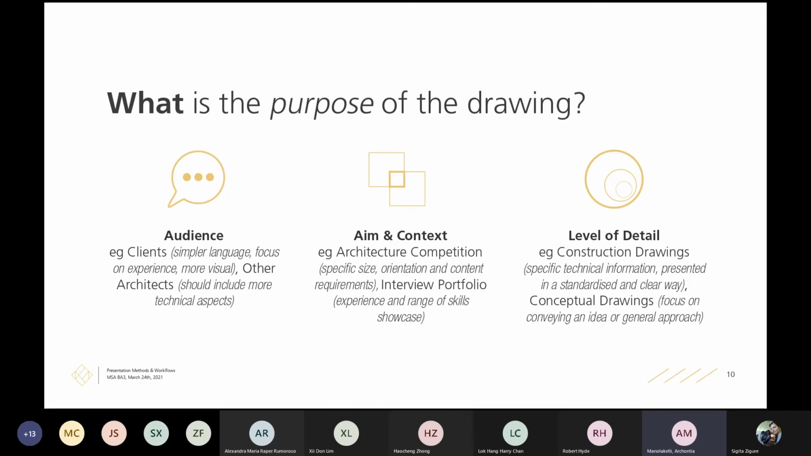So let's start with an example. In this case, you have a presentation for university or a portfolio to submit. That is the context that you have. Your audience would be your tutors. The level of detail is what is outlined in your brief, essentially.